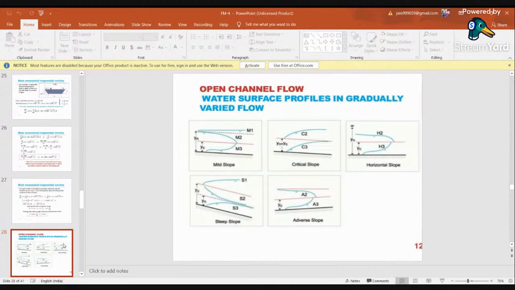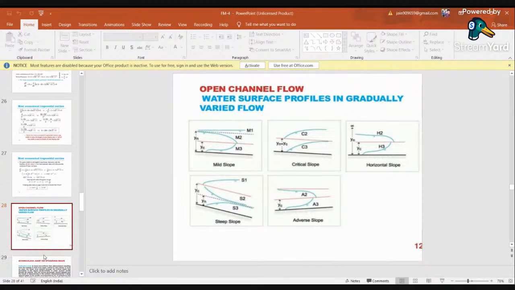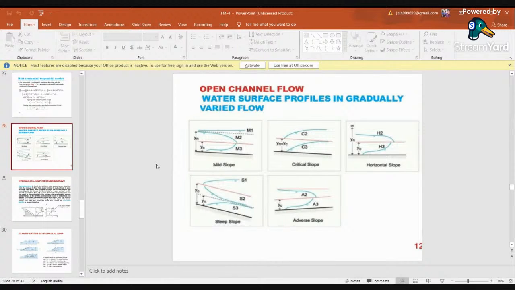Then there are open channel water surfaces for gradually varied flow. There are 5 types of water surface profiles for gradually varied flow. These are mild slope, critical slope, horizontal slope, steep slope, and adverse slope. Okay. Then your natural depth, or YN. Now see here, 3 types of depths are there. One is your Y, that is your channel depth. YN is your natural depth, and YC is your critical depth.